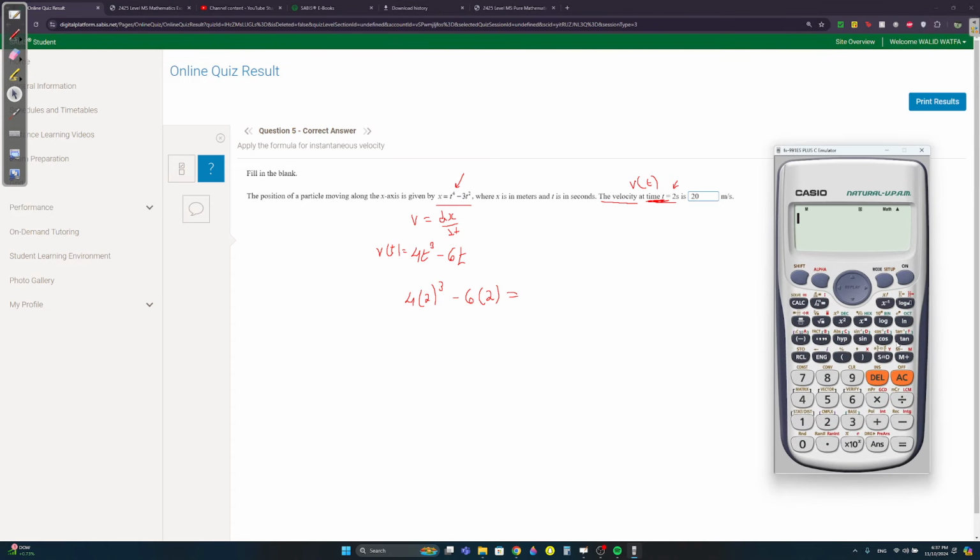Over here, 4 times 2 cubed minus 6 times 2 is 20. Okay, it's great.